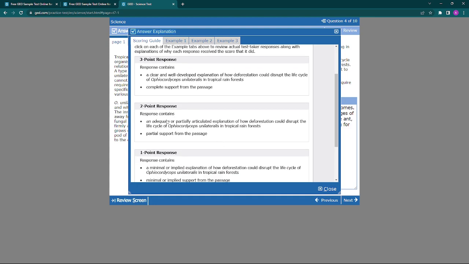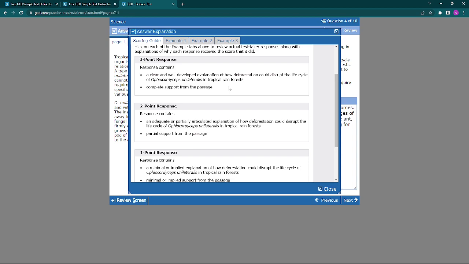Okay, so then the 2-point response: an adequate or partially articulated explanation of how deforestation could disrupt the life cycle in tropical rainforests. Partial support from the passage. So right there we did support it with, like, they needed the ants to survive and the ants needed the trees for the home.